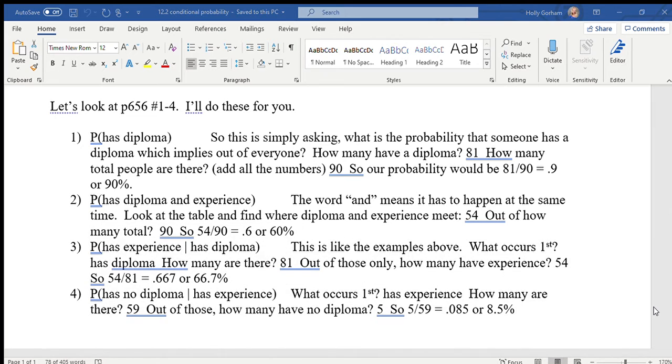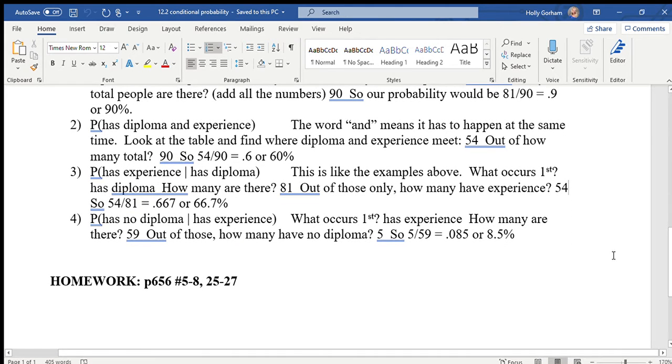Number 3 asks for the probability that someone has experience given they have a diploma. So that means you have to start with who has a diploma. There's 81 people. Out of those people only, how many have experience? That's 54. So 54 out of 81 gives us 66.7%.